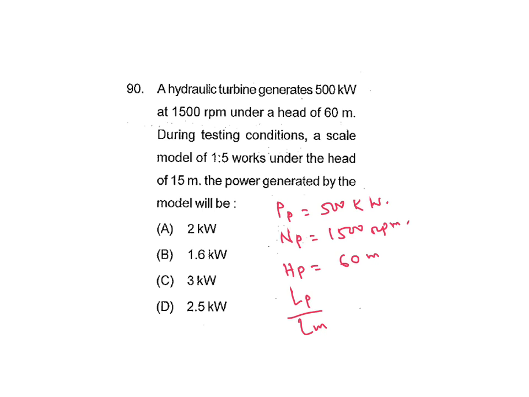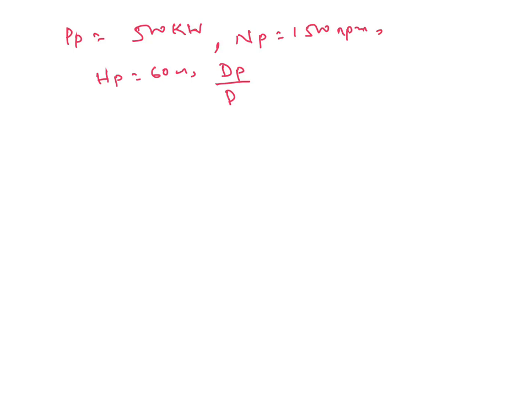Here in this question LM by LP is given, so LP by LM is 5. Length of prototype by length of model, and head of model also given, 15 meter. Power generated by the model, P of model, we have to calculate in kilowatt. PP equal to 500 kilowatt, 1500 RPM, diameter of prototype, LP by LM is 5. Then HM also given, 15 meter.